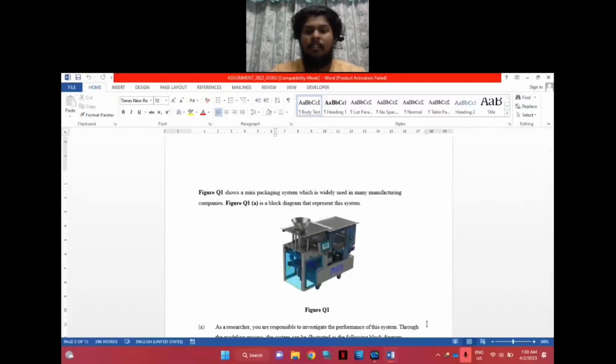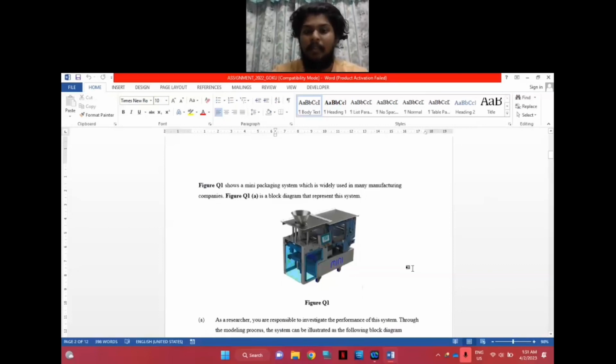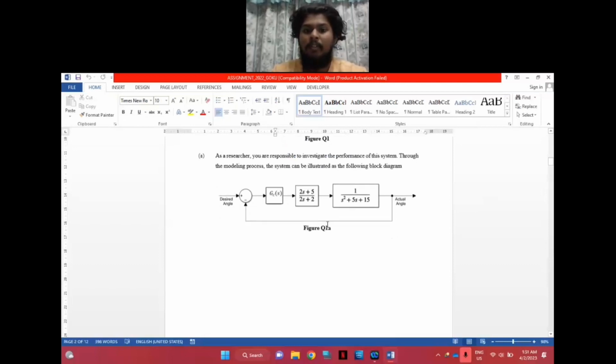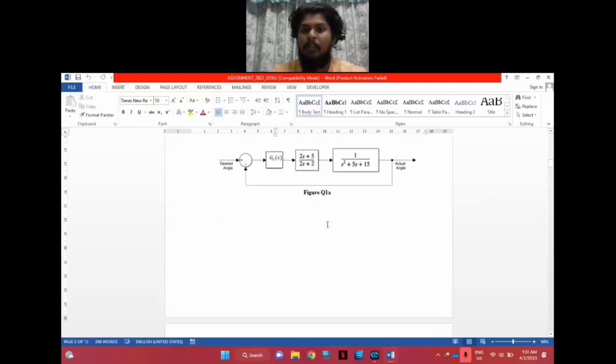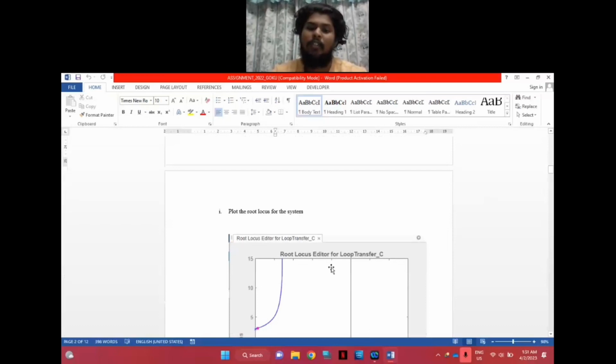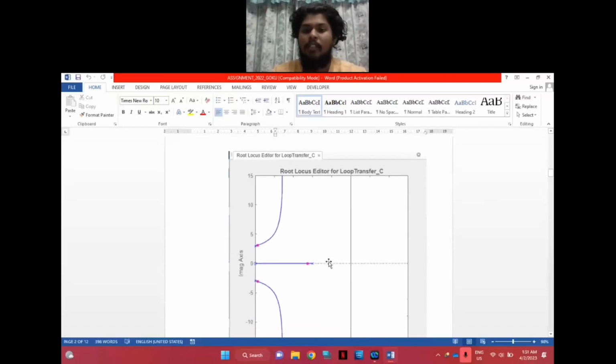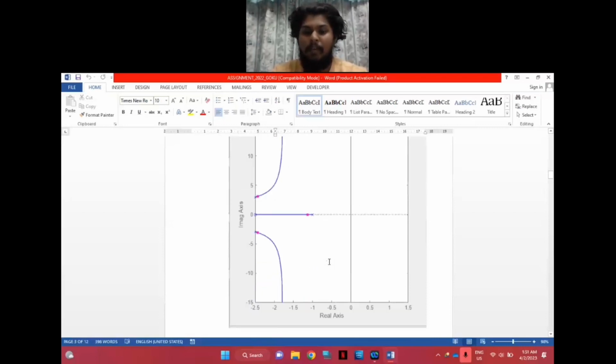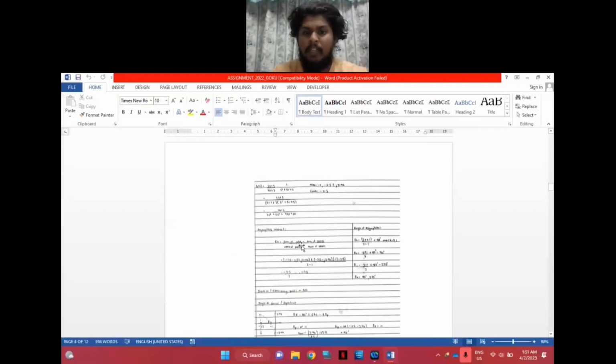Hi and hello. This is our control assignment, and we have been given question A to answer. This is our figure, which is a mini packaging system, and the transfer function is already given for this system. Once we have the transfer function, we can plot the root locus in MATLAB. This is the root locus that we got in MATLAB.